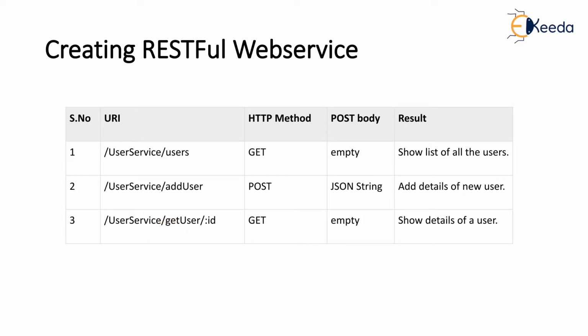For the user service, GET with an empty post body shows the list of all users. For the add user service, you POST the message, and with the help of a JSON string we add the details of a new user. For user ID, we use GET with an empty body, which shows the details of the user. After adding, we can look into the details. So this is creating a RESTful web service.